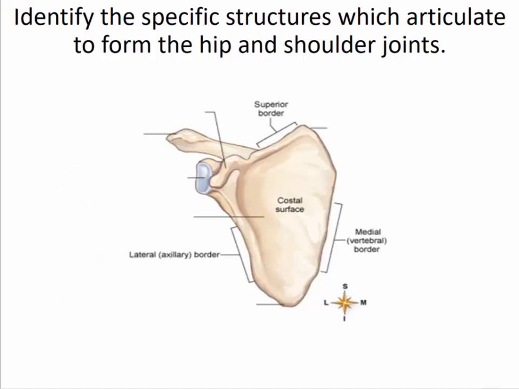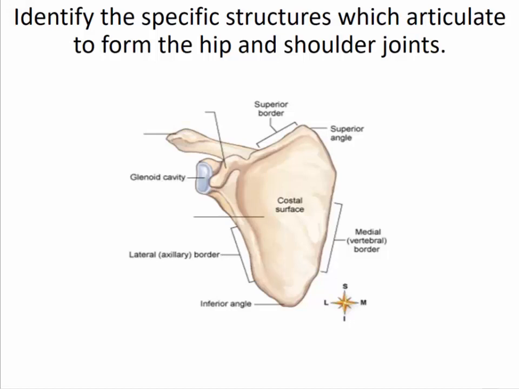A few other things to point out about the scapula are these borders. We have the superior border on the top, the medial border in the middle on the vertebral side of the scapula, and then the lateral border on the axillary side of the scapula. At the top we have an angle, the superior angle, and then at the bottom the inferior angle.